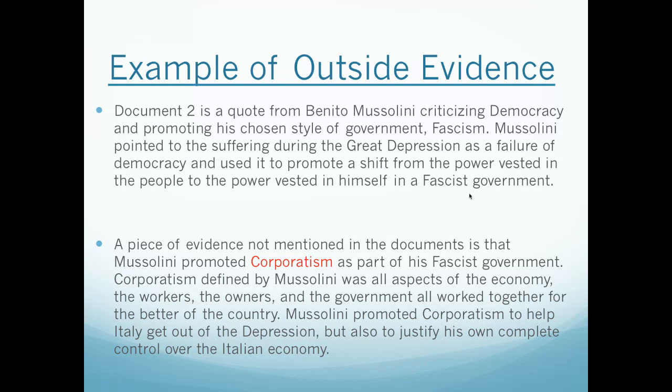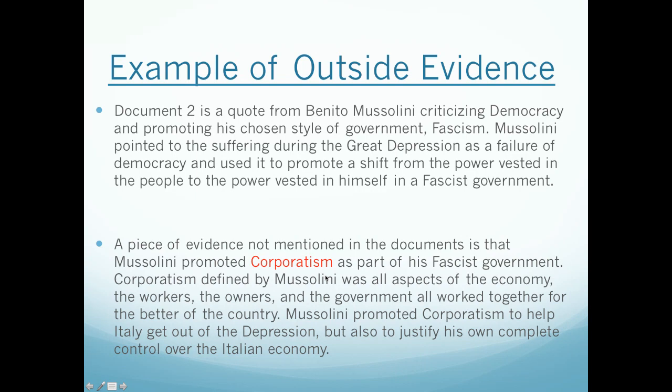And then here is where I am inserting a piece of outside evidence. When I use a piece of outside evidence, guys, I'm always going to start it with this: a piece of evidence not mentioned in the documents. That right there is a little sign to your reader that you're using outside evidence. This is a big neon sign. This is me gaining one of the points on the rubric. And I'm going to promote a proper noun here. I'm going to say Mussolini promoted corporatism as part of his fascist government.